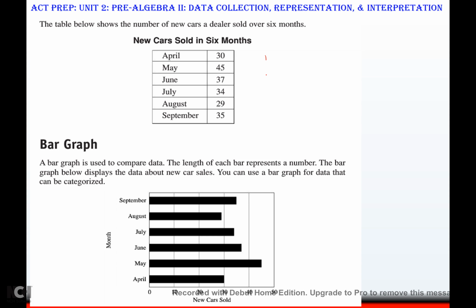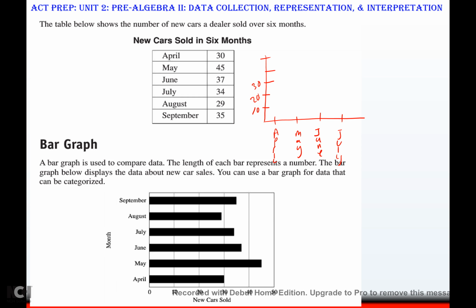I actually would have done it different. I would have put my April, May, June, July, and so on, and I'd have put my 0, 10, 20, 30, 40, 50 here. And you could do that either way, okay? But the point is, you take whichever way you're doing it.